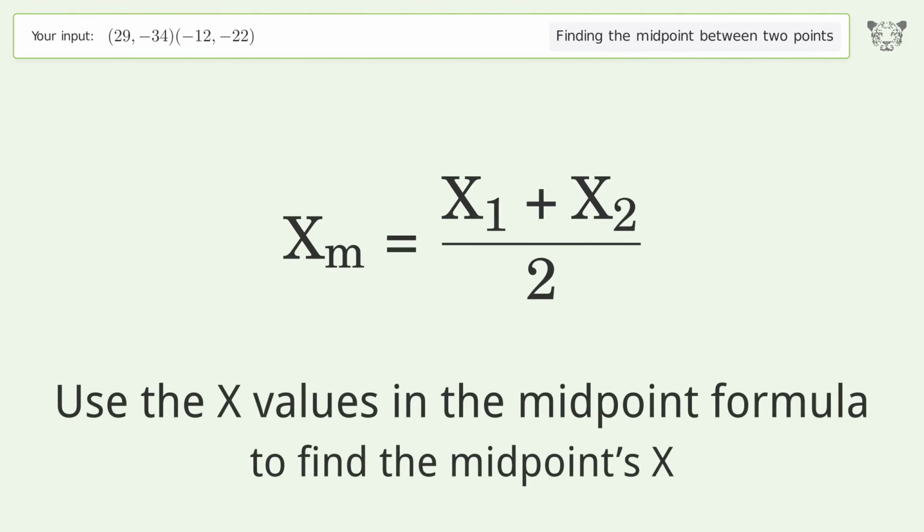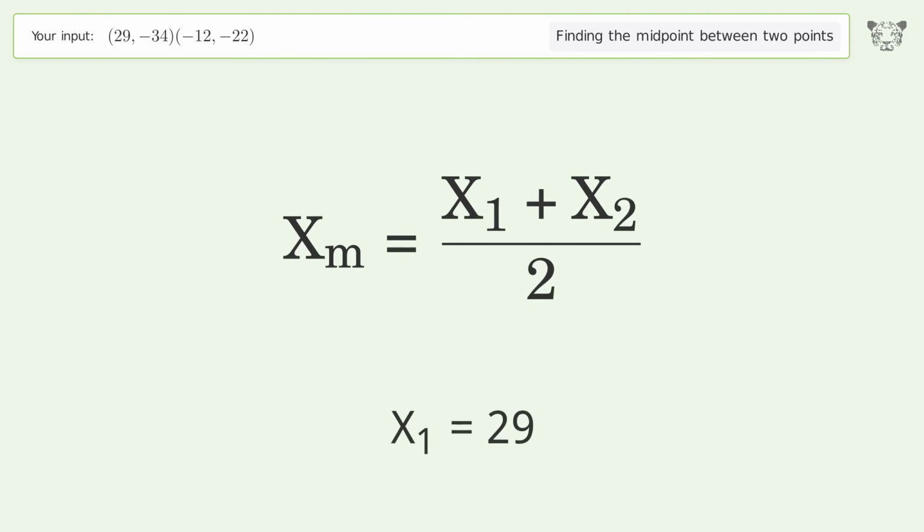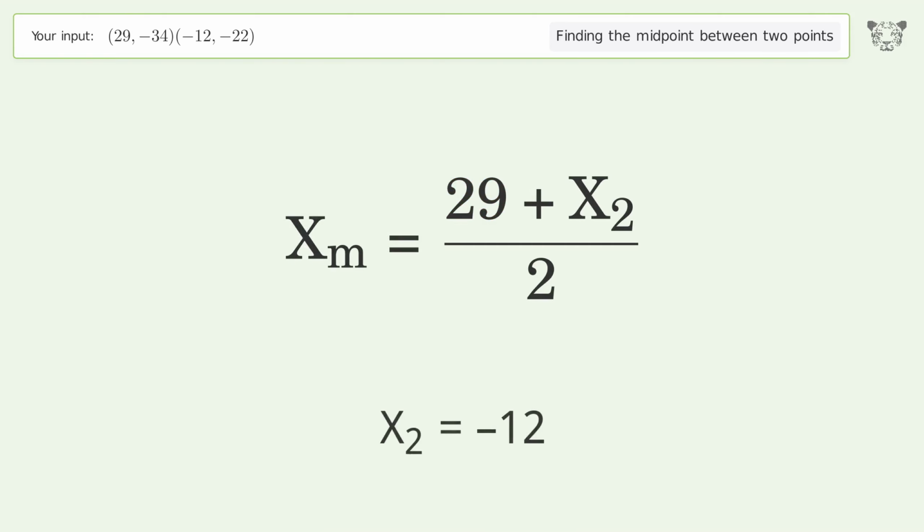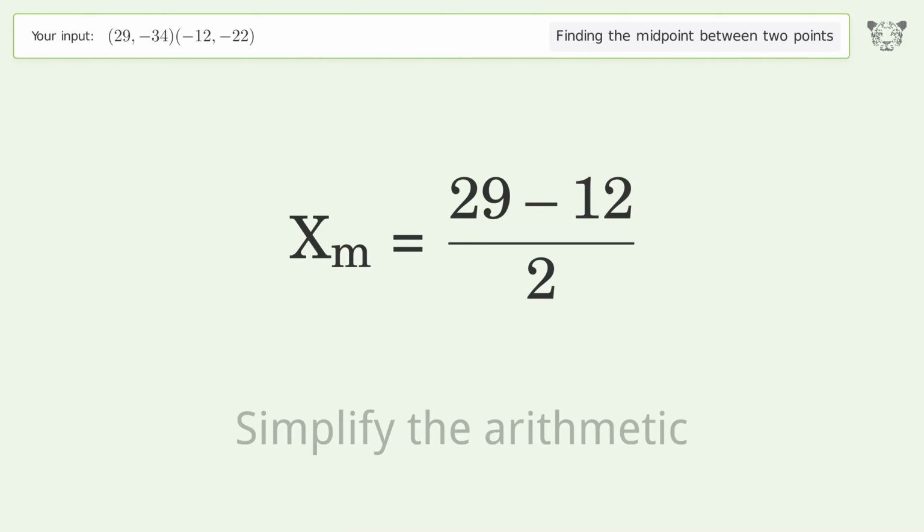Use the x values in the midpoint formula to find the midpoint's x. x1 equals 29. x2 equals -12. Simplify the arithmetic.